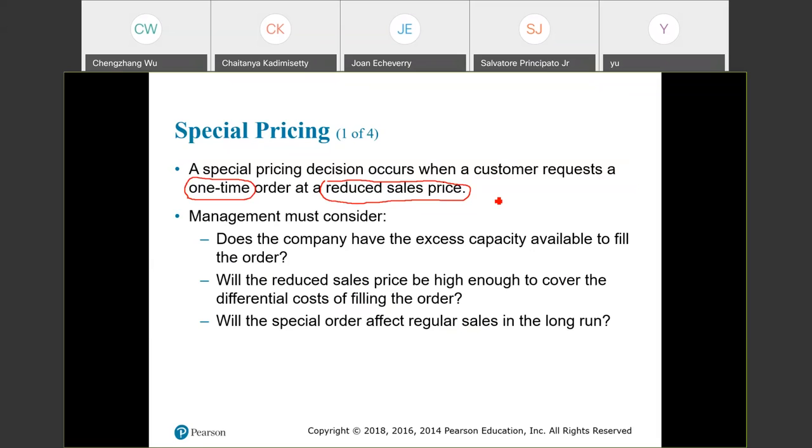Second, the managers need to consider whether the special reduced sales price is high enough to cover the differential cost of filling the special order. Well, here, differential costs are the costs that are different if the alternative is chosen. The special price must be greater than the variable cost of filling the order, or the company will incur a loss on the deal. In other words, the special order must provide a positive contribution margin.